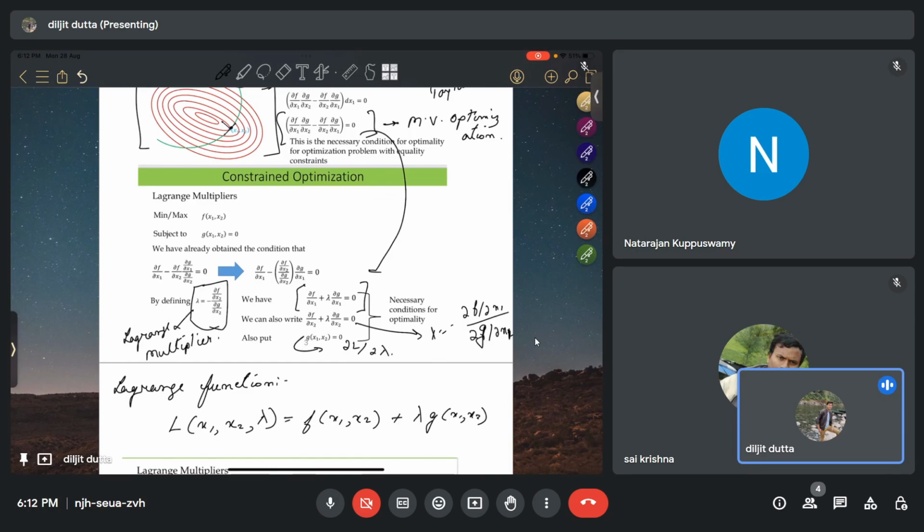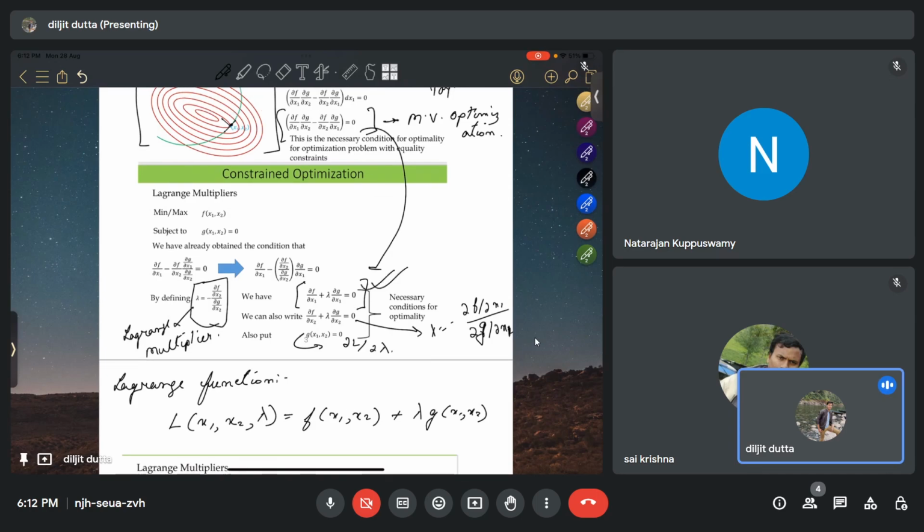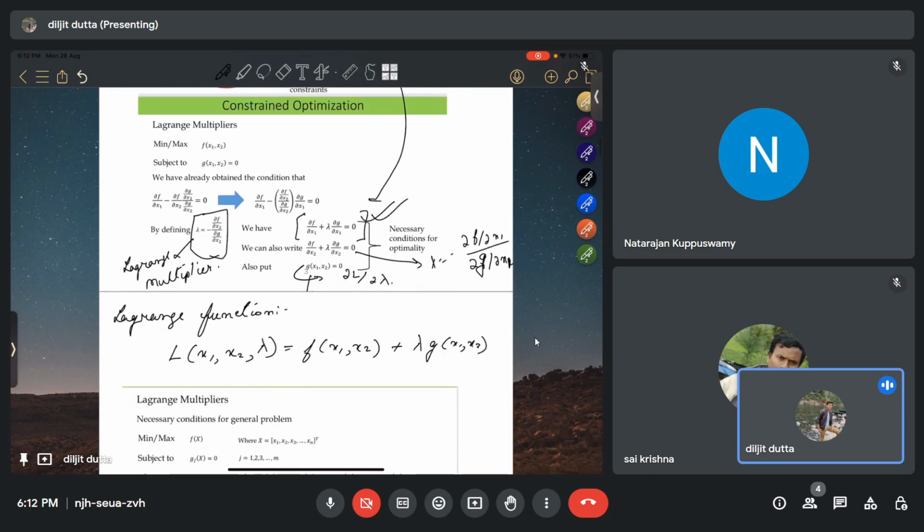So we can either assume that lambda is the ratio of del f by del x1 to del g by del x1, or the ratio of del f by del x2 to del g by del x2. We can assume either of these two. If we assume one of these, we can then proceed with the solution. So we'll have two equations. One is this equation, and the second is g of x1, x2 equal to 0, which comes from del L by del lambda equal to 0.